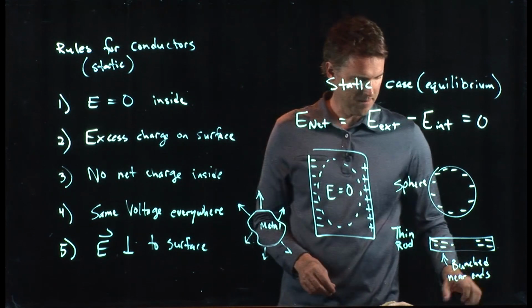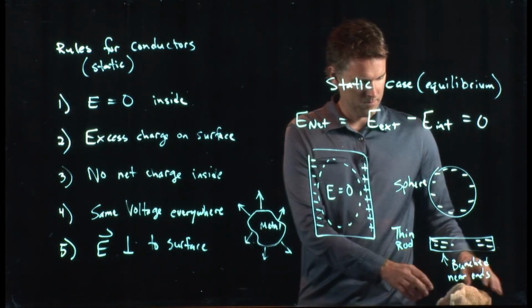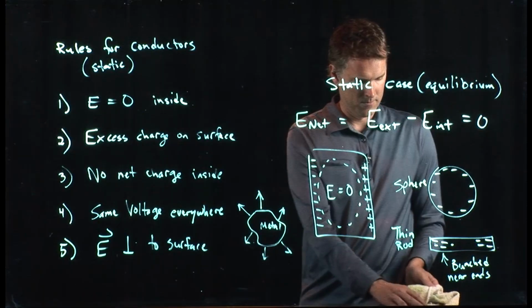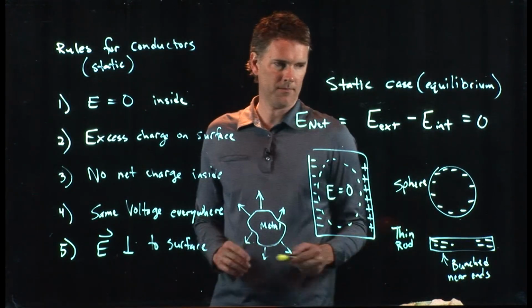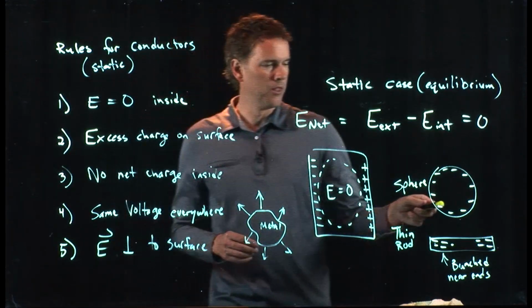I have a question. Yeah, Sam. So for the distribution of the electrons between the sphere and the thin rod, does it depend on the shape or on the type of material? It depends on the shape. On the shape. Yeah.